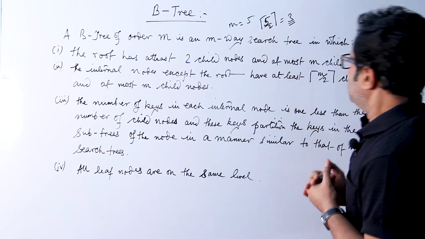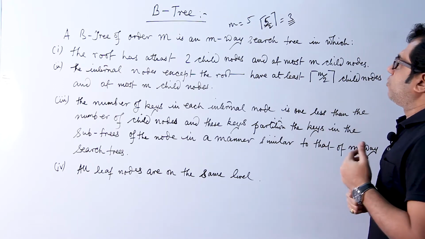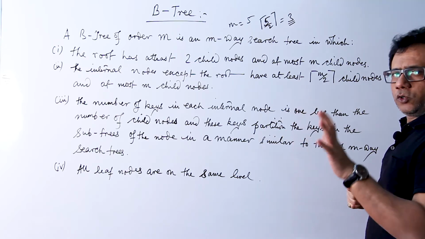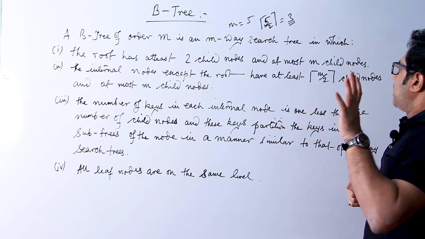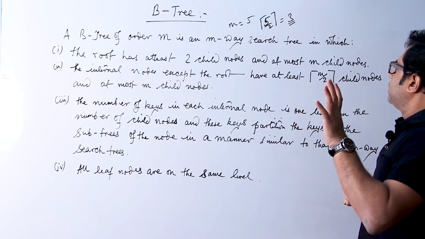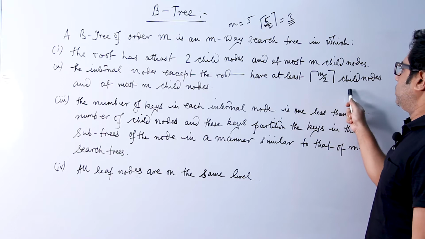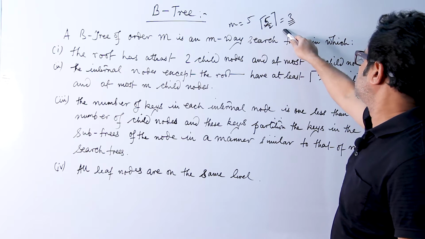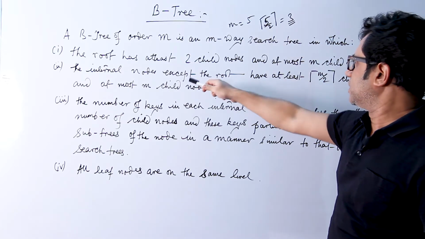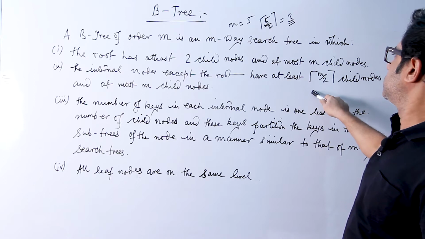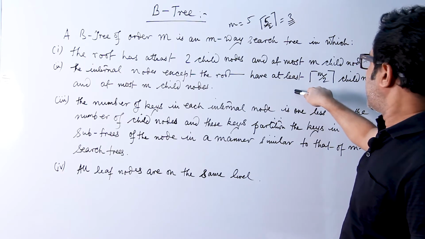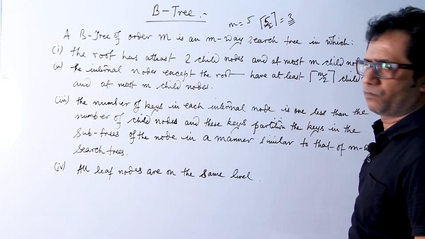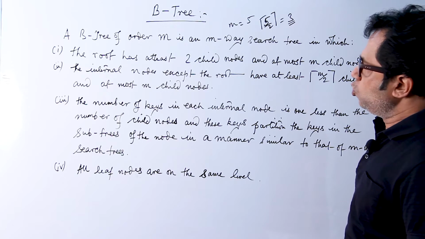So in a B tree of order M where m is equal to 5, the internal nodes have at least ceiling of m by 2 child nodes and at most m child nodes. That is, in the case of 5, the internal nodes have 3 child nodes for the minimum case, and for the maximum case it can reach up to 5 child nodes. So this is the explanation of the number 2 point.